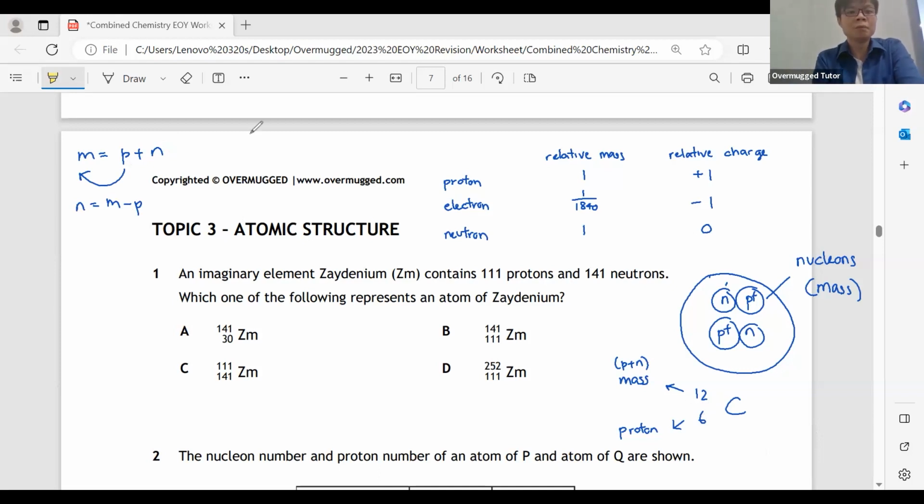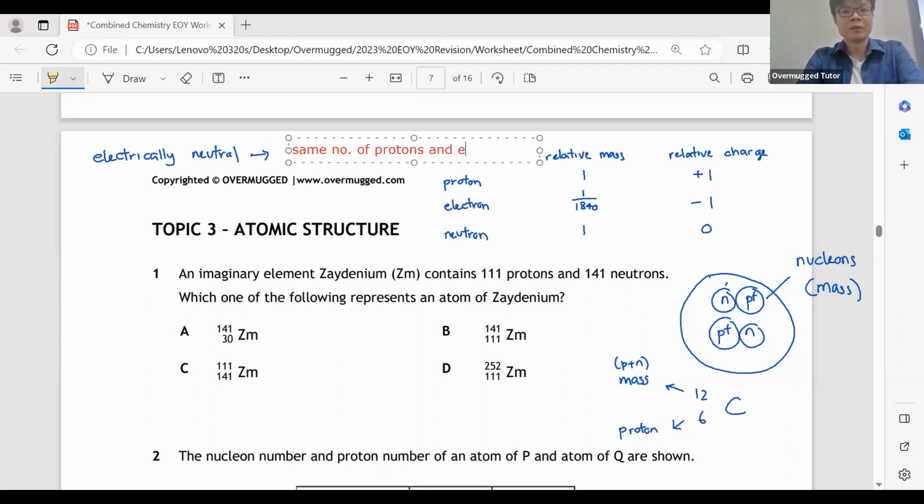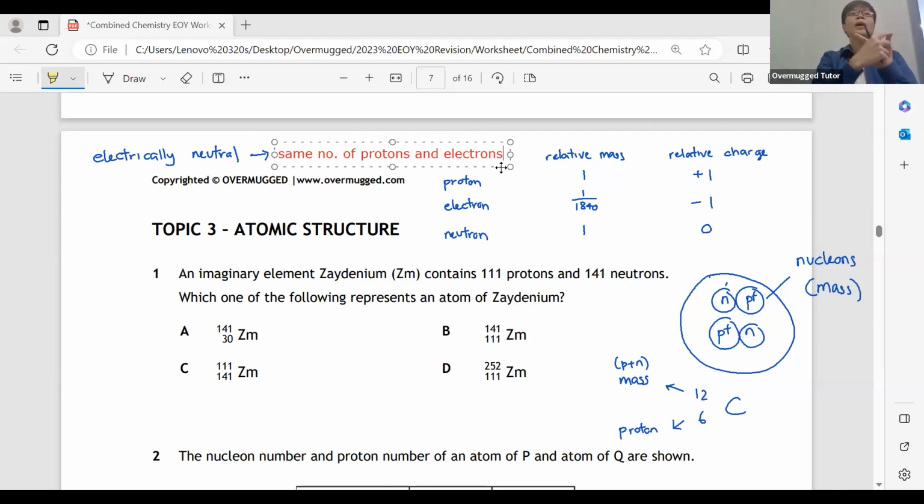Okay, and the last thing about atoms is that atoms are electrically neutral. I don't think you need to copy this down as long as you understand. Electrically neutral means no overall charge. Why do atoms not have any charge? It's because they have the same number of protons and electrons. This is for atoms only, because later we will look at terms like isotopes and ions. Then you need to know the differences between atoms, ions, and isotopes. So atom is your most basic form, where everything is the same.